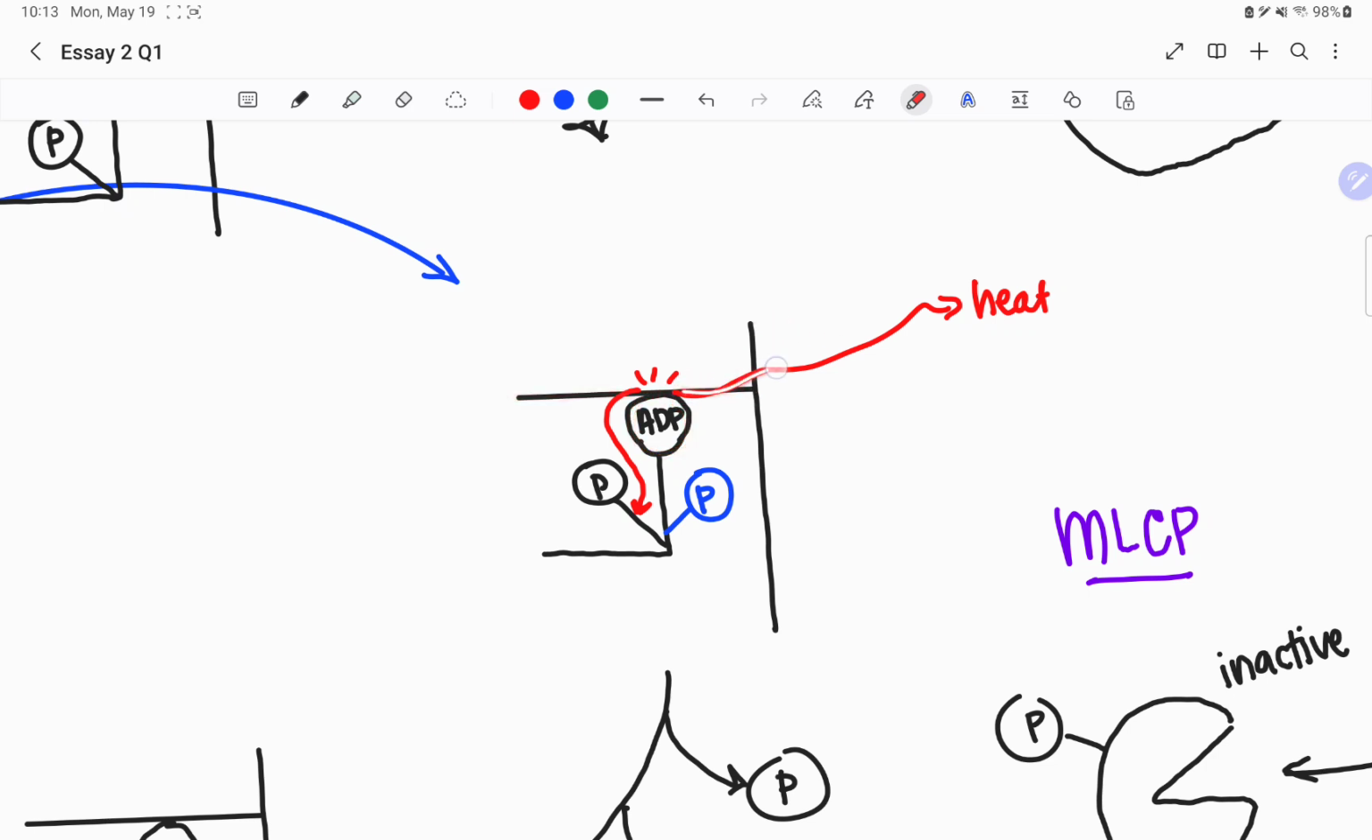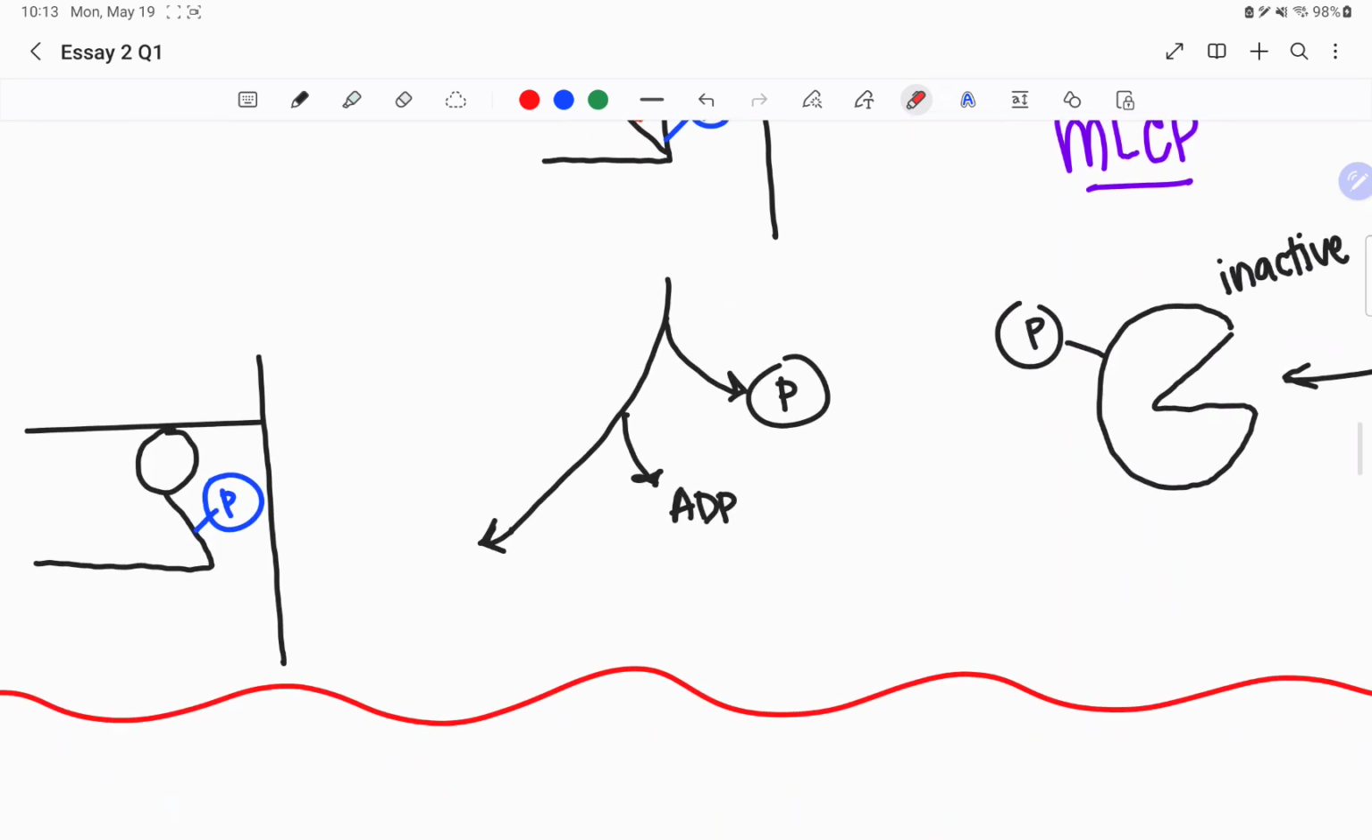The binding releases heat, and it has enough energy to kick off our first phosphate, just like we saw in the skeletal muscle. Right, so phosphate kicks off, causes a conformational shift. ADP then gets kicked off as well. Okay, and again, this is the power stroke. So it causes the movement.